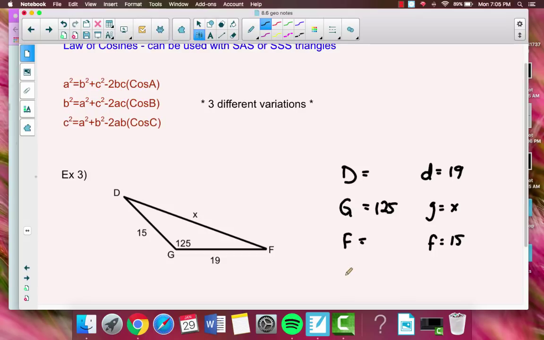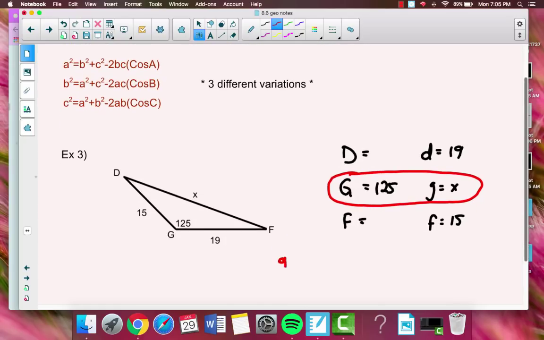So notice I don't have a full row of information, and because I'm missing 2 angles, I can't find either of these, so I'm kind of stuck. I can't use law of sines, and that's where law of cosines comes in. So the trick here when you're trying to decide which formula to use is you always want to look at what information you have, an angle, or what you're looking to solve for. So here I'm looking for G, so I'm going to start off my equation with the letter G.